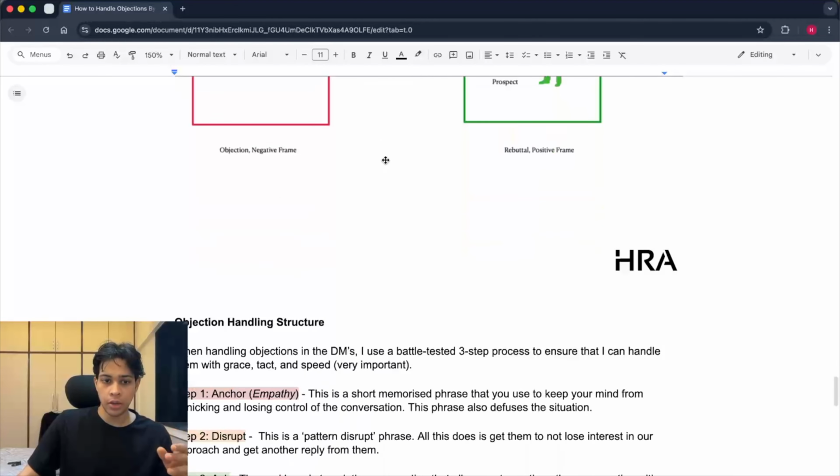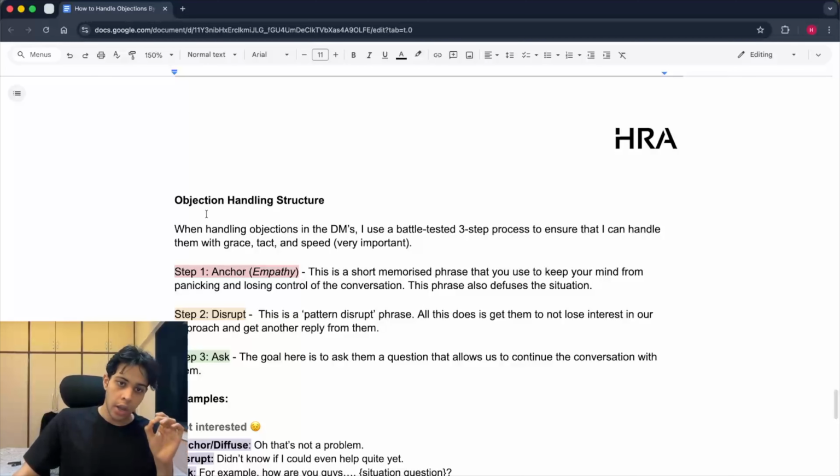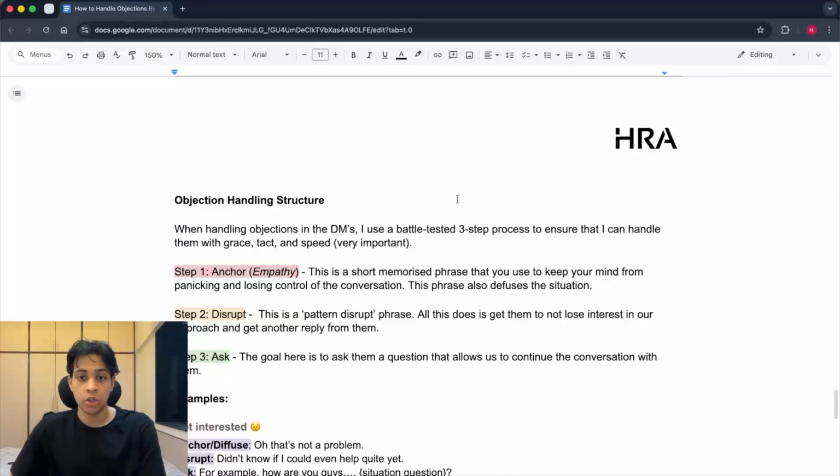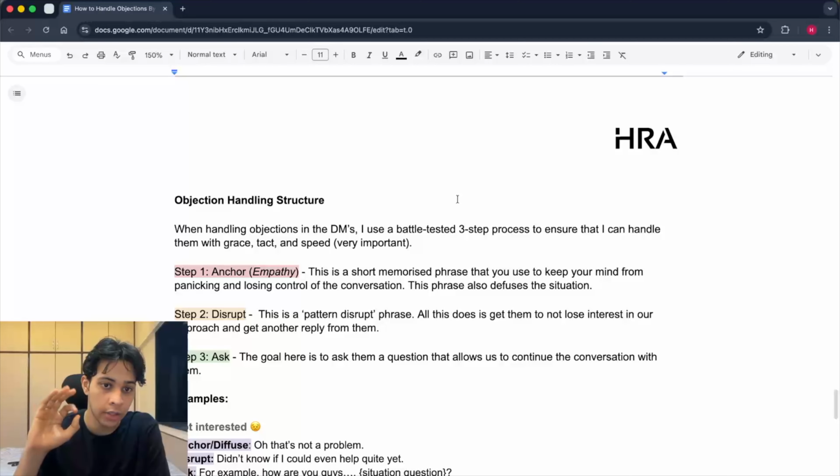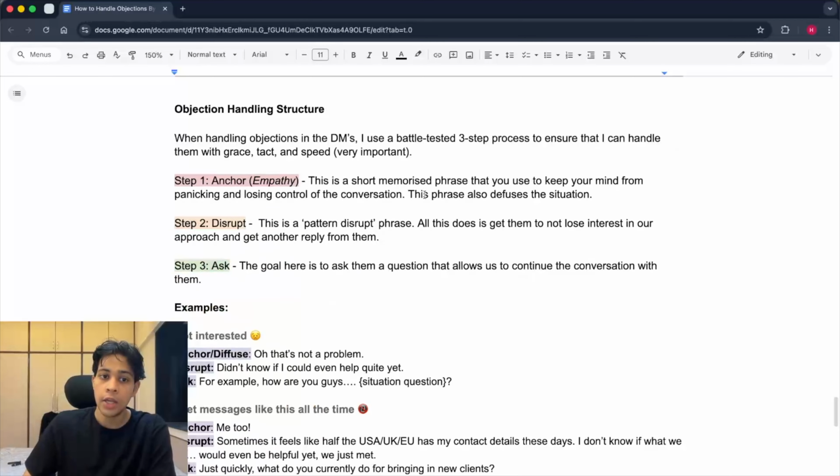You just get them booked in, okay? So, objection handling structure. When handling objections in DMs or emails, I use a battle-tested 3-step framework to ensure that I handle them with grace, tact, and speed. Every single time, okay? And this is very important, okay?